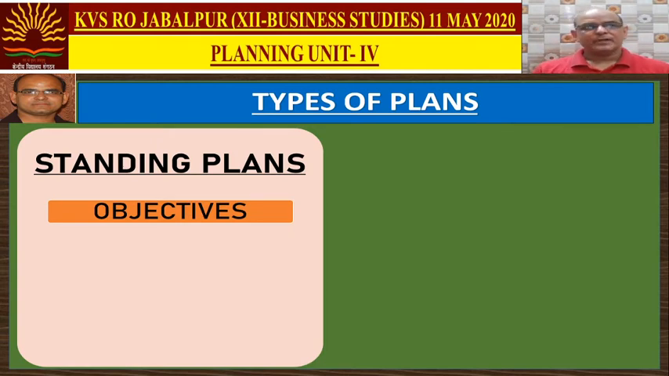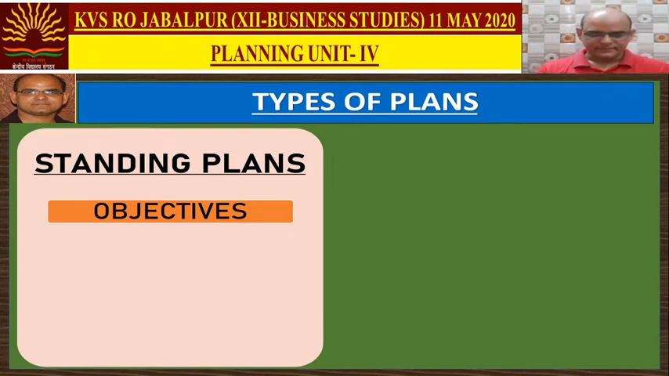Objectives should be short. They should not be in a very descriptive form. As far as possible, objectives should be in numerical form. As far as possible, objectives should be practically achievable. They should be based on our past experiences and past performances, and also according to the competitors' objectives.